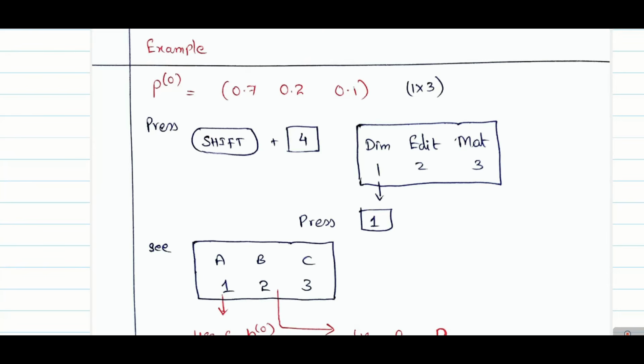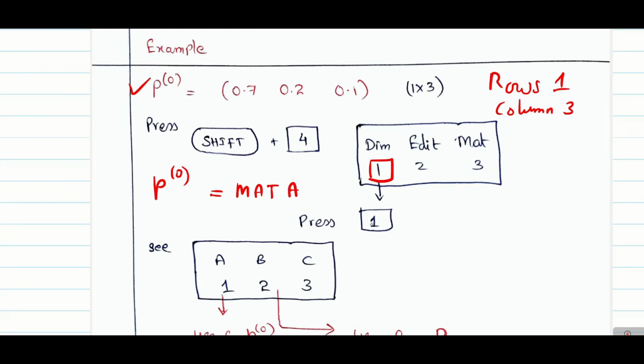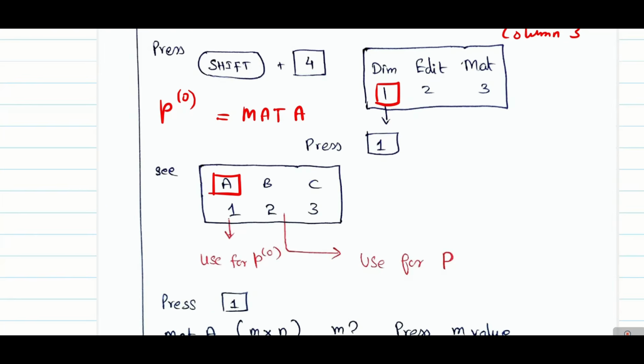So next, for example, I am taking this P0 initial condition 0.7, 0.2, 0.1. Now the number of rows is going to be 1 and the number of columns is going to be 3. So again press shift plus 4. Now we have to choose the dimensions. So P0 I am going to enter as matrix A. When you press dim, 1, then it will ask for the matrices. So P0 I am going to use as matrix A, and for the transition probability matrix capital P, I am going to use matrix B in the calculator.